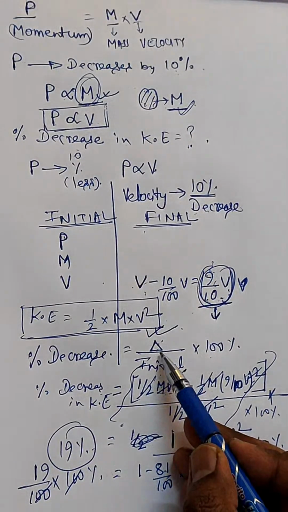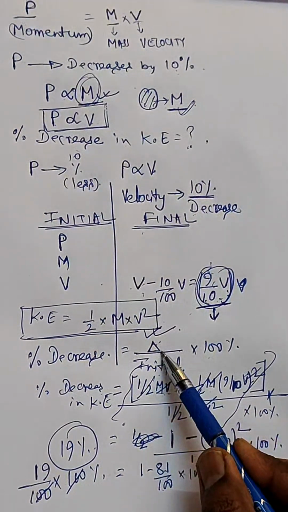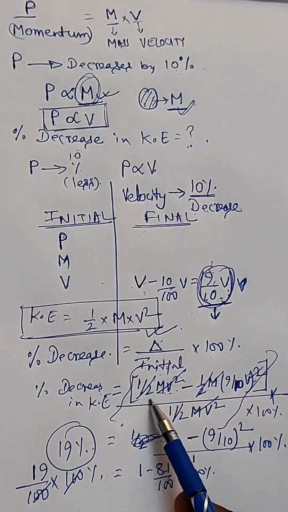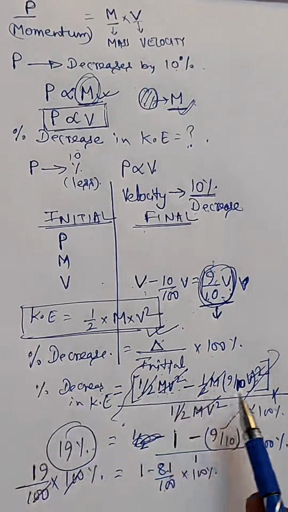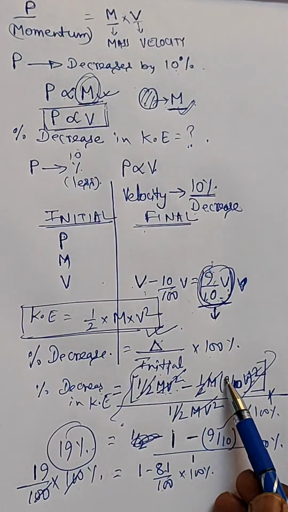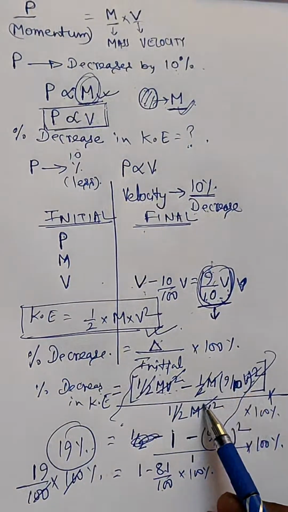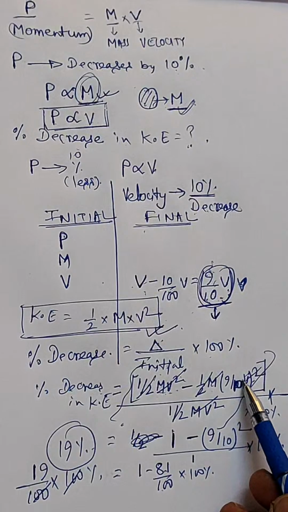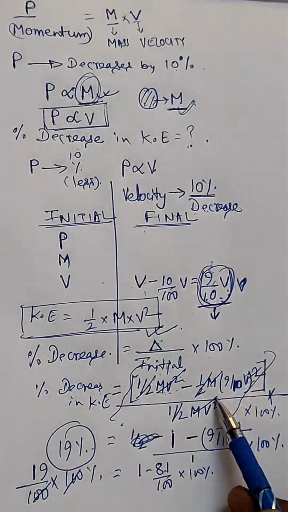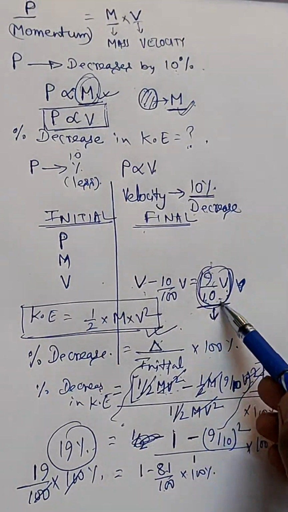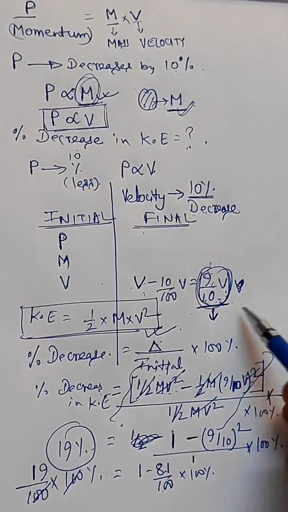So the percentage decrease will be the change in the kinetic energy. Initial kinetic energy was half mv square. Now the final kinetic energy with velocity of 9 by 10 v will be half into m into 9 by 10 v whole square, because this is the new velocity 9 by 10 v. You can see it here, right?